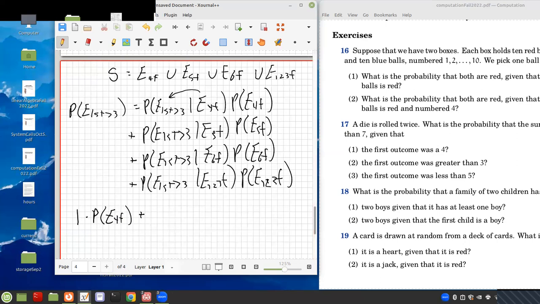Plus, well, this is also true. This is a 5 first. So the probability that the first one is greater than 3, given that the 5 is first, is going to be 1 times the probability of E5 first. Plus again, if we know the first one's a 6, it's going to be 1 times the probability that E6 is first. Plus, well, the probability that the first one's greater than 3, if the first one is a 1, 2, or 3, well, that's never going to occur. That's got to be 0, because the intersection here is the empty set.